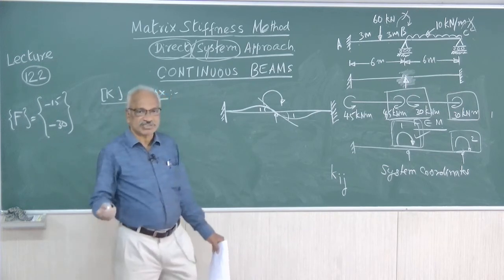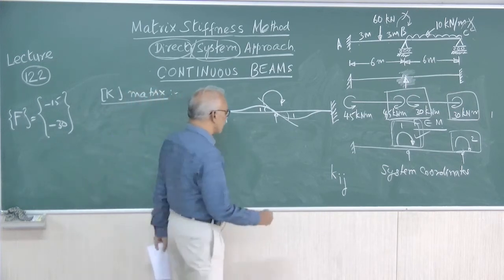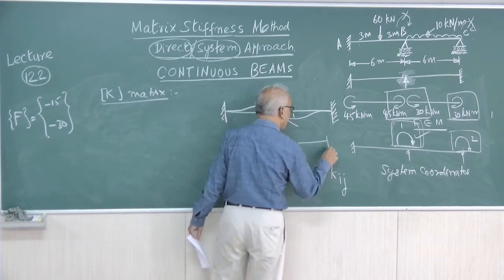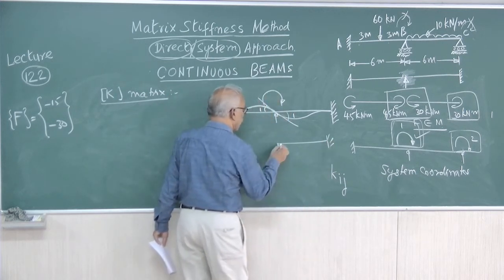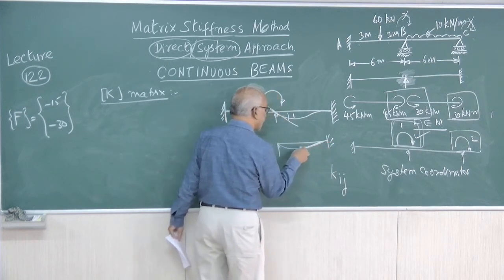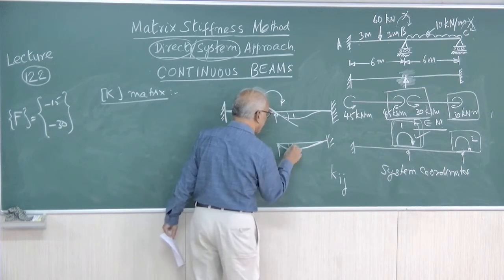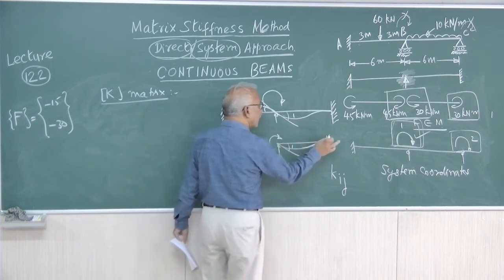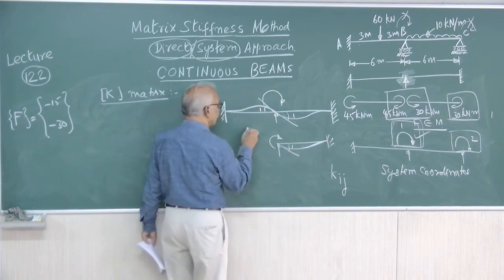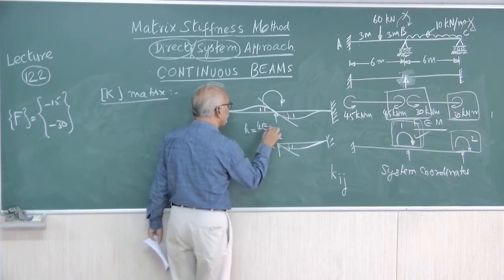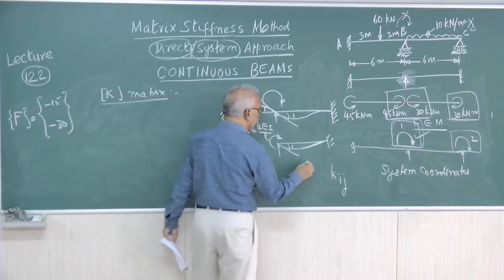Now already we have discussed in moment distribution that if this is the beam, when the far end is fixed, the moment that is required for causing unit rotation at the near end is given by the stiffness whose value is equal to 4EI by L.